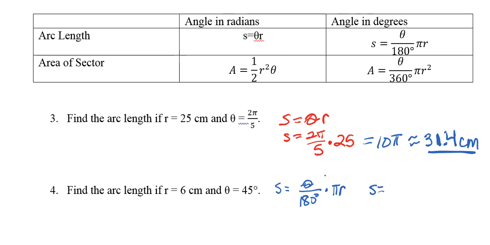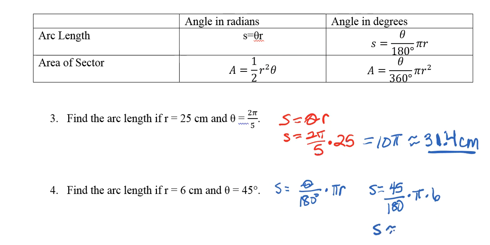So my angle that they gave me is 45. I'm going to divide that by 180, then multiply it by pi and 6. So 45 divided by 180 times pi times 6. I'm just plugging it in. I'm not doing it in steps.